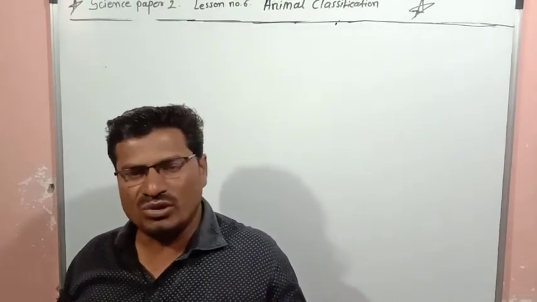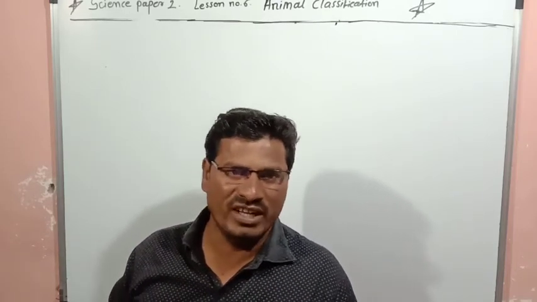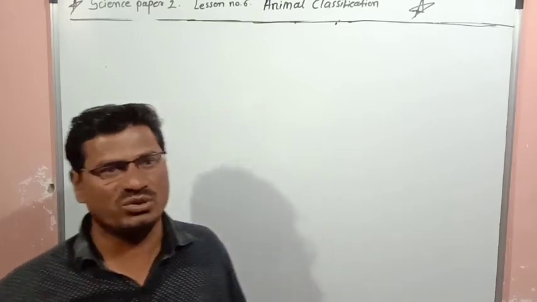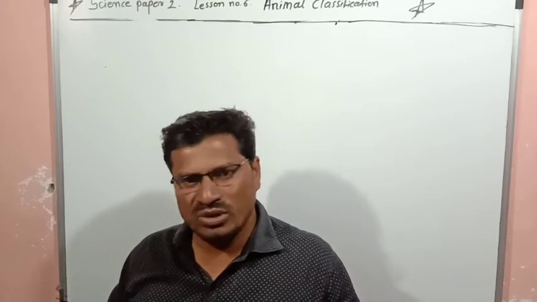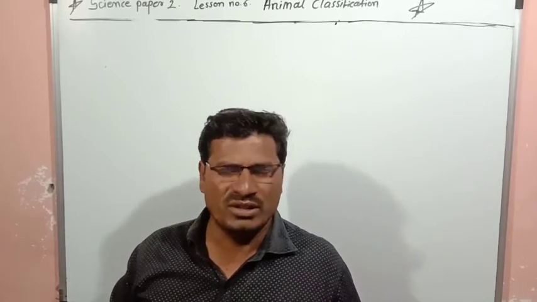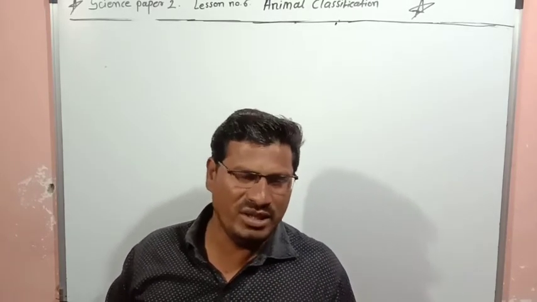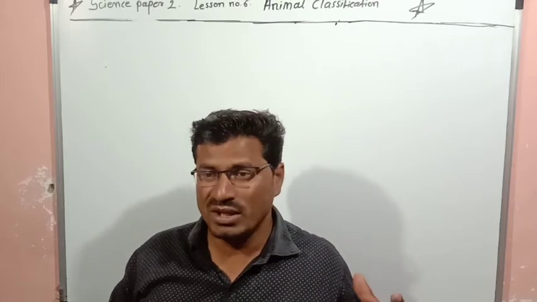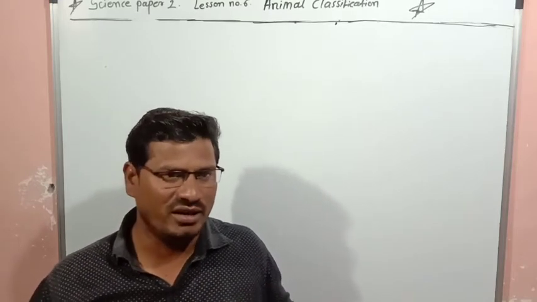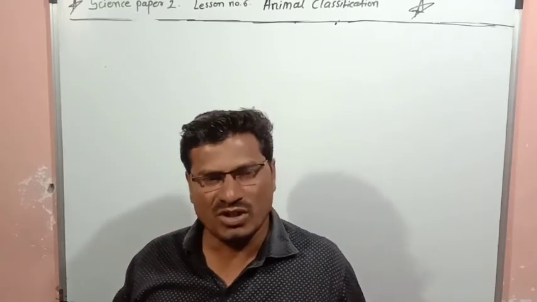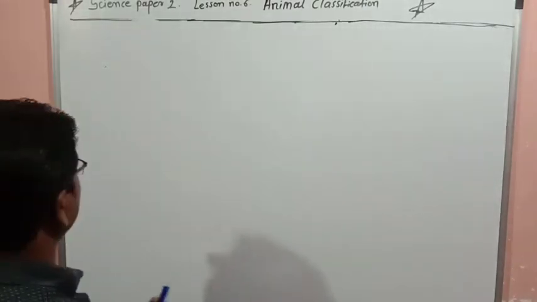Now according to that criteria we are going to classify these animals into different phyla. In short, all multicellular animals without a cell wall come into the kingdom Animalia. According to the criteria we are going to classify these organisms. We'll see how to classify them.